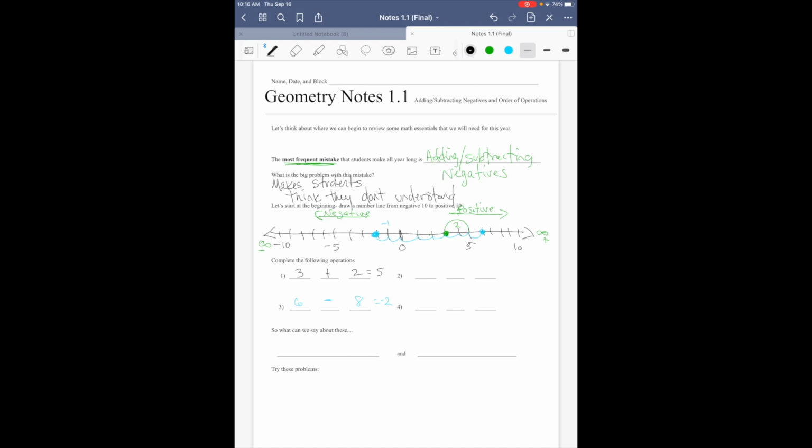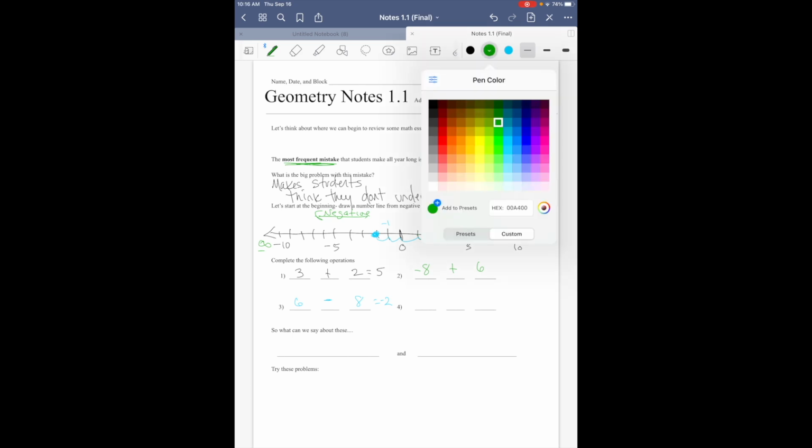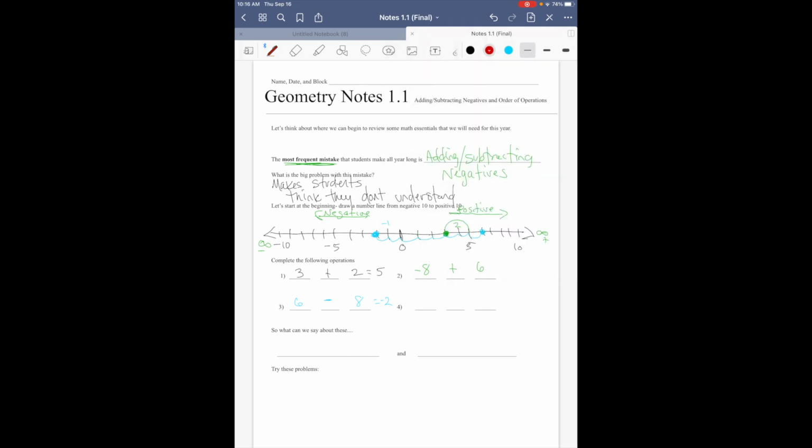Right? What if I said negative 8 plus 6? What would happen? So if I'm at negative 8, let's find another color here. Let's do it in red. So if I'm at negative 8, so negative 10, 9, 8 here, then I go 6 in the positive direction, right? Positive. So I'm going to go 1, 2, 3, 4, 5, 6, right? I end up same as I did over here, negative 2, right?